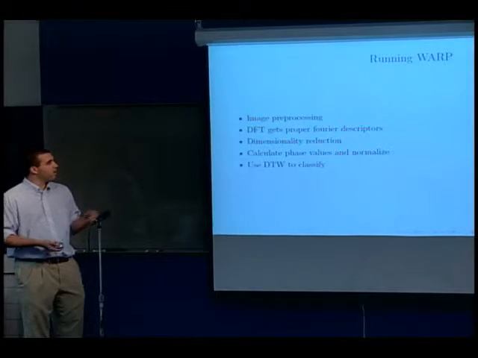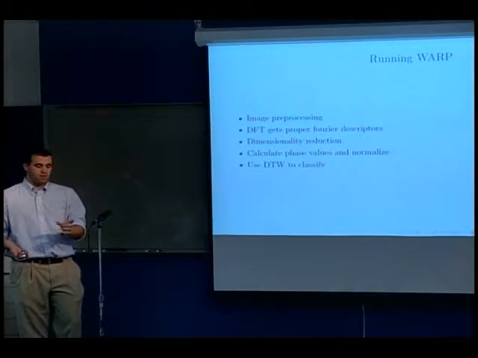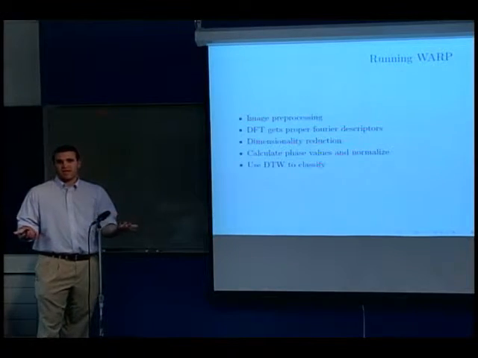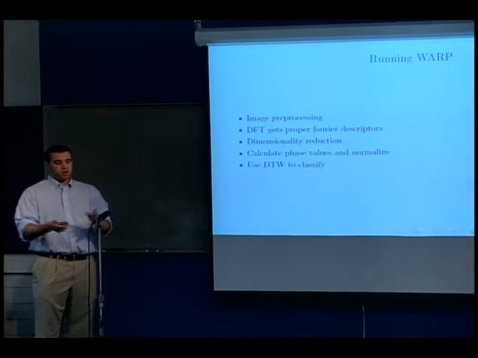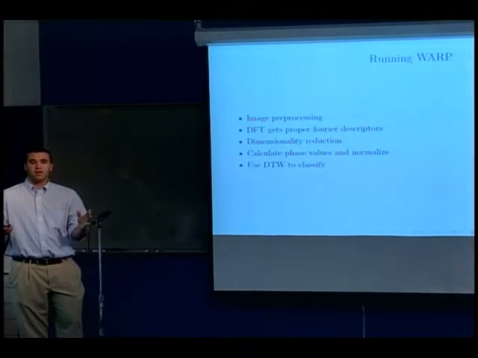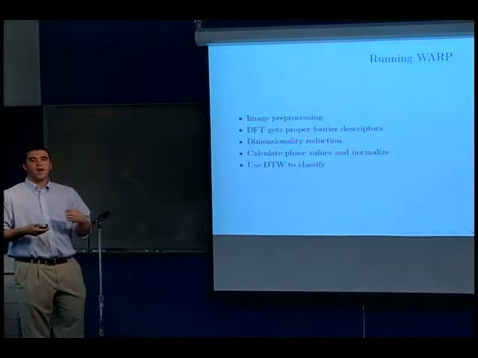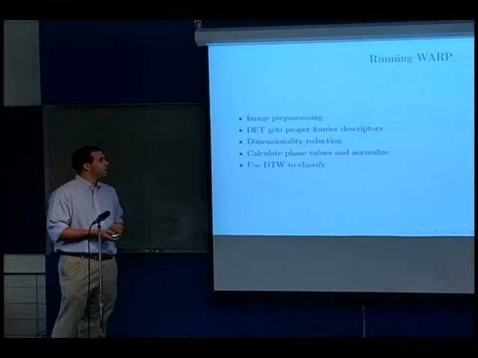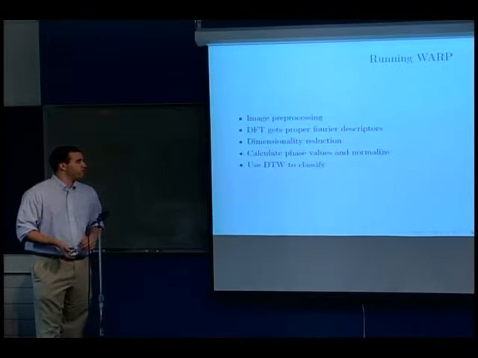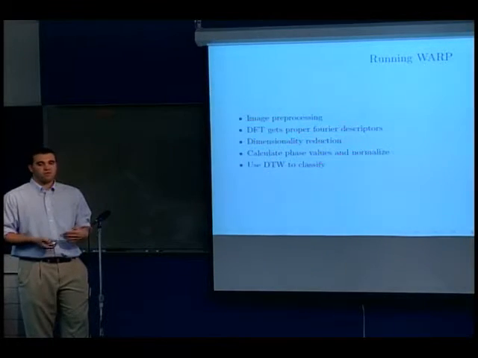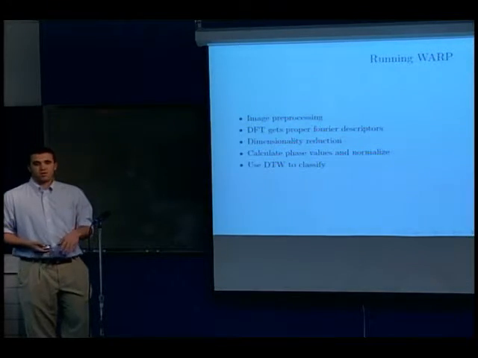There's a function in MATLAB called FFT shift, and it orders the numbers. Let's say I want 16 points. You're going to take the middle 16 points from the Fourier descriptors, and then use those to classify the image. After you reduce the number of descriptors, you calculate the phase values, you also normalize it, and then you use dynamic time warping to actually do the classification.